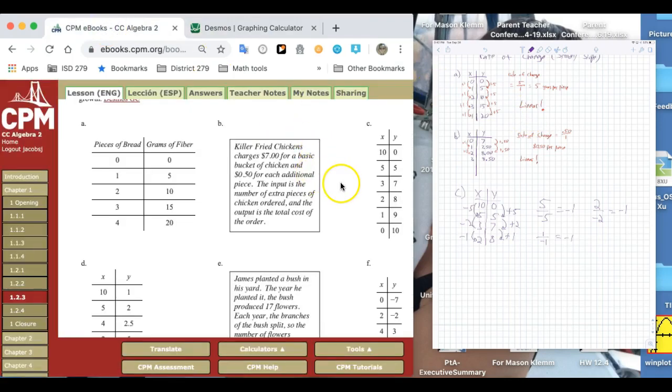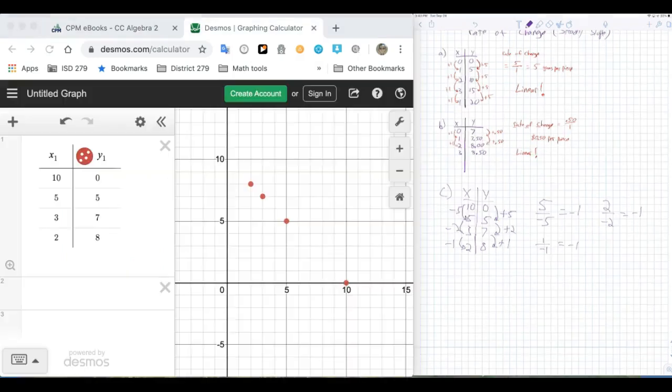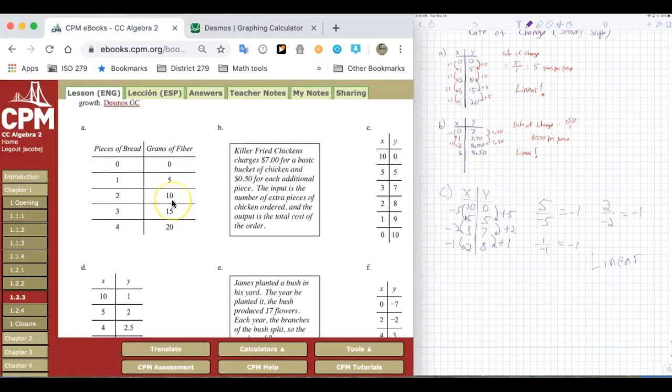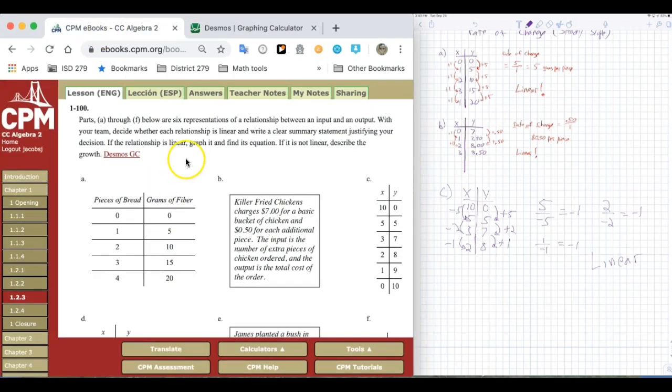Let's go back now. So we've done parts A, B, and C and figured out that these are all linear. And if they're linear, then the directions in the problem was more than just saying yes or no. It's saying we're supposed to graph it and find its equation. So we could now take some graph paper and we could graph each of these.